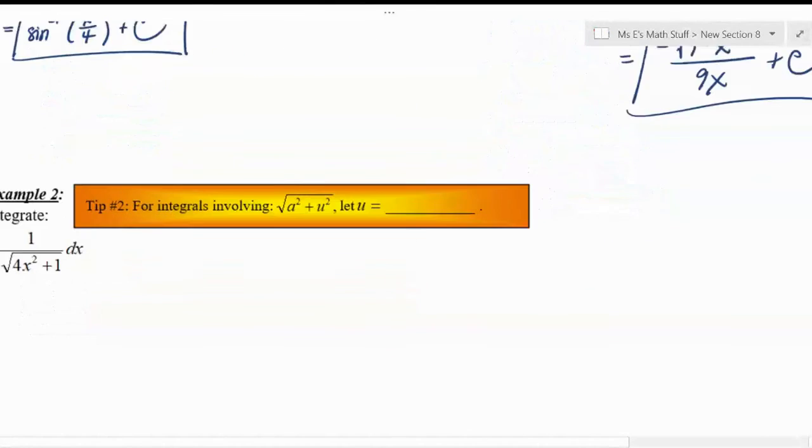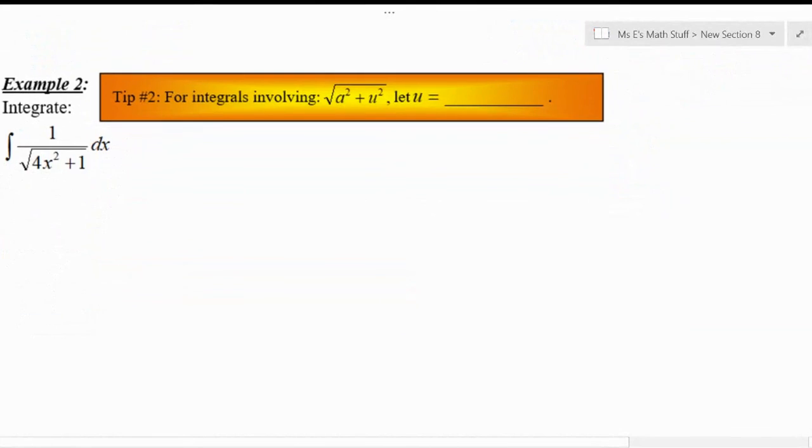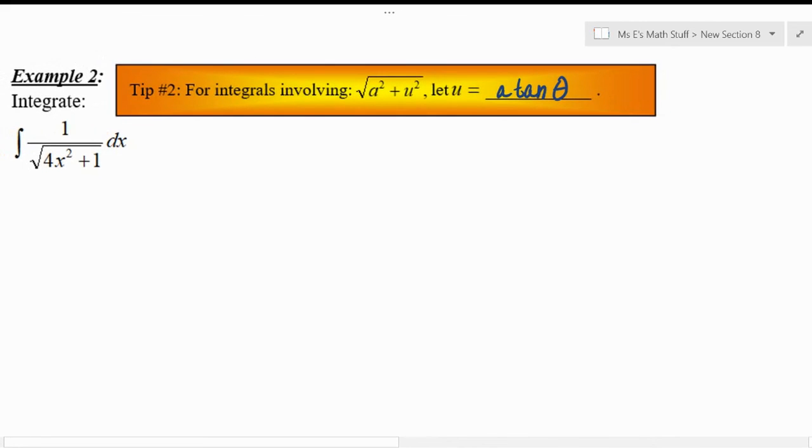All right, my friends. Next example and a new tip. For integrals involving the square root of a squared plus u squared, again, where a is a constant and u is a function of x, you would let u equal, I wonder if you could guess this one, a times tangent theta. There we go. Other than having a different substitution to start out with, the procedure is exactly the same. So I'm going to butt out and let you do what you're going to do. See how far you can get. Check in with me in the next video.